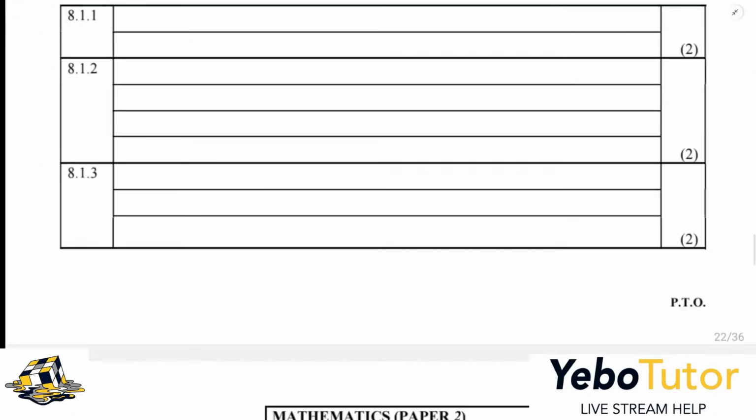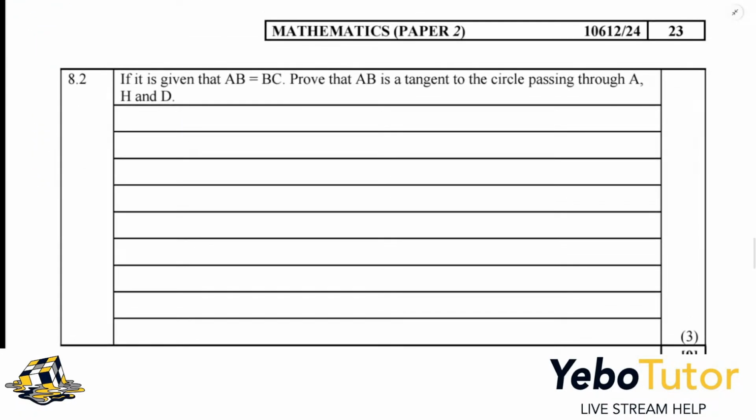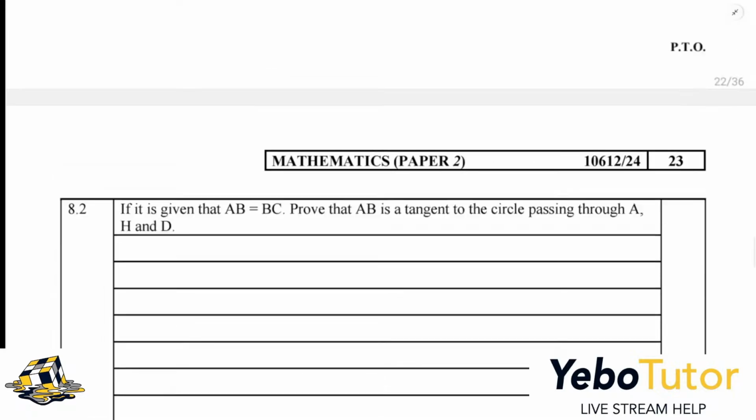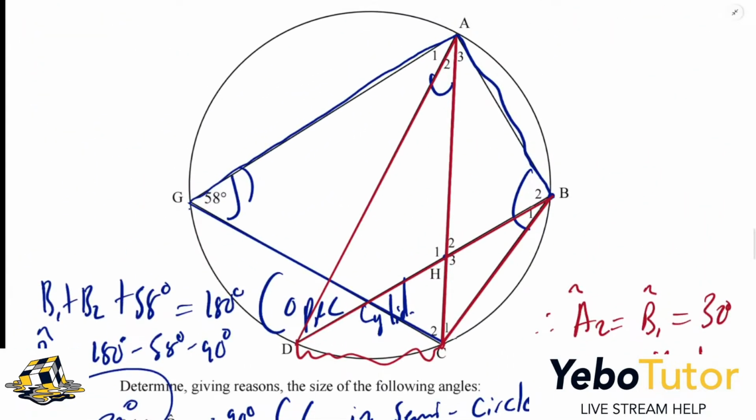Then what else are we given to solve? If it is given that AB is equal to BC, prove that AB is the tangent to the circle passing through points A, H, and D. If given that AB is equal to BC, where is AB? Let's use green. They say that AB is equal to BC, it is given. Now we need to prove the tangent chord part.